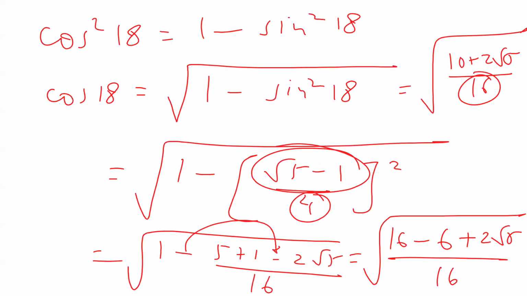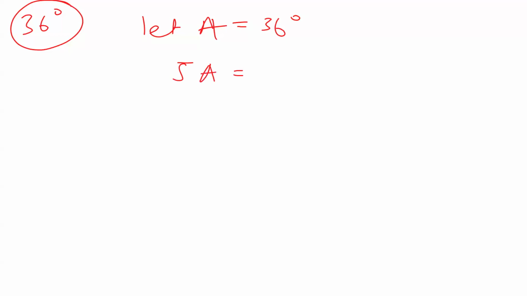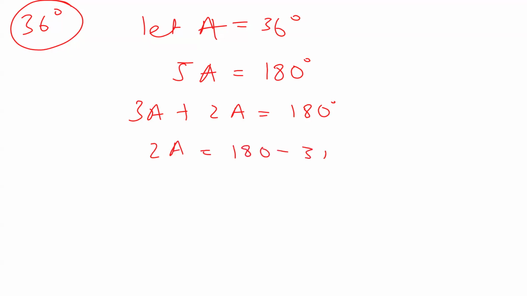Okay. This is how we prove sin 18 and cos 18. Now see 36 degrees. Let A is equal to 36 degrees. Multiply by 5. 5 into 36 is 180. 90 was earlier, now it is 180. 3A plus 2A is equal to 180. Take the greater angle on the right hand side.